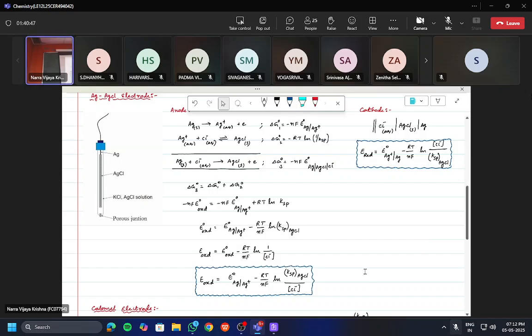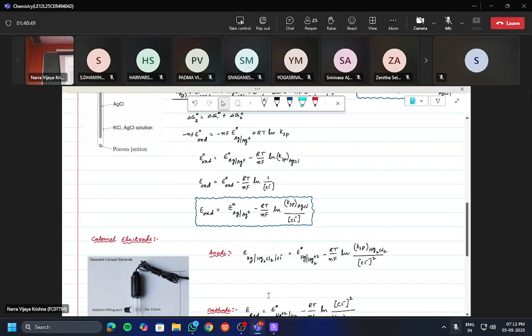E oxidation. What we have done? E oxidation is equal to, see this equation: E oxidation equals E naught oxidation minus RT by nF ln 1 upon Cl minus. If I write E naught oxidation, I will get only Cl minus. Instead of E naught oxidation, if I am writing E naught of Ag to Ag plus, then only I got KSP. Clear?